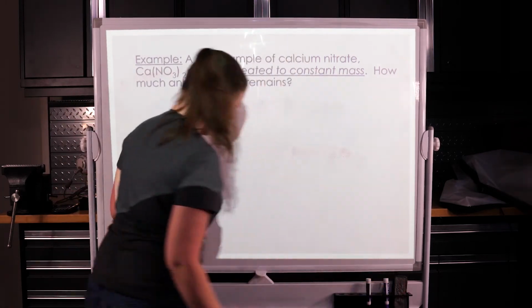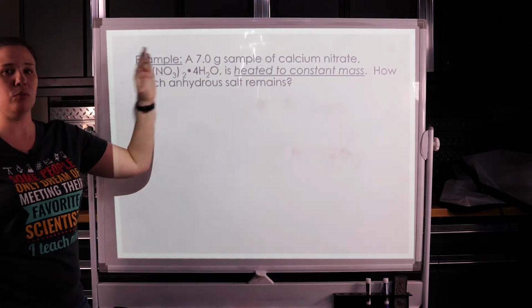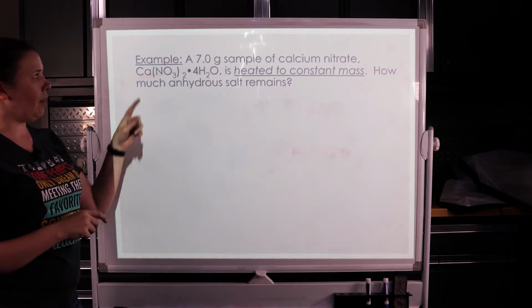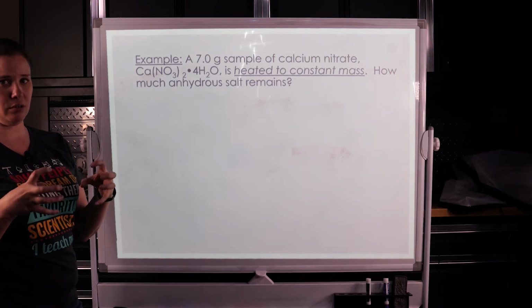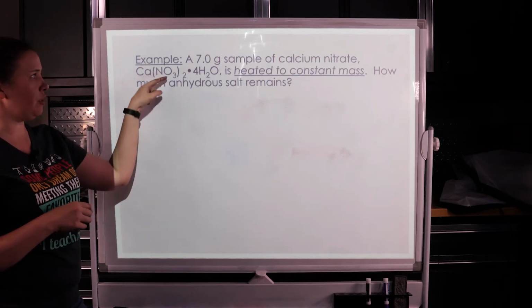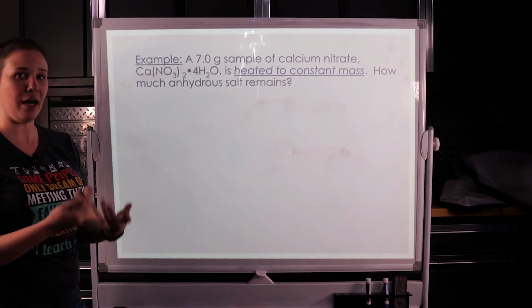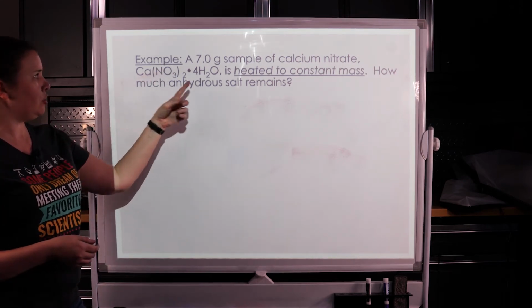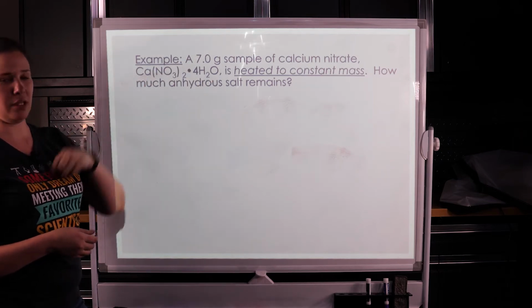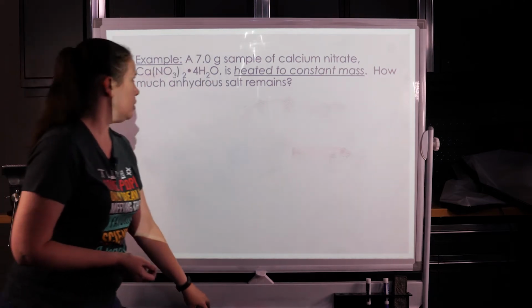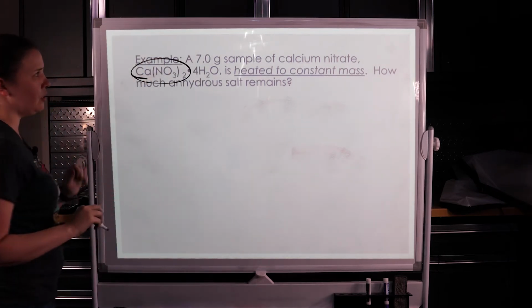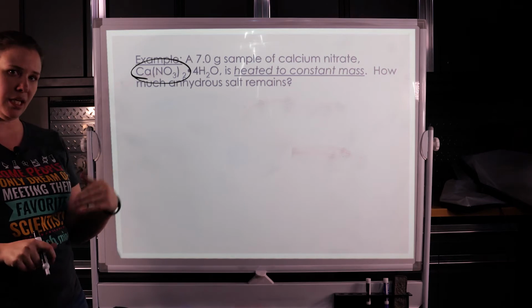All right, so it says there was a 7-gram total sample. If I could figure out how much of the mass the anhydrate took up, I could then figure out how much of that mass would be left after the dehydration. I need to know how much anhydrate versus how much water, and I can find the percentage of the 7 grams. So let's start with finding the molar mass of our calcium nitrate so we can find our percentage anhydrate.